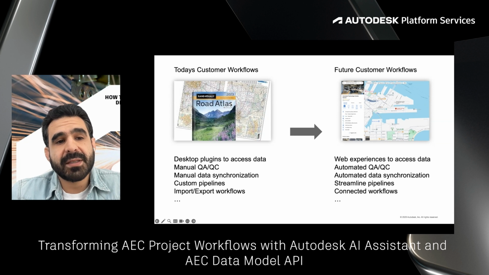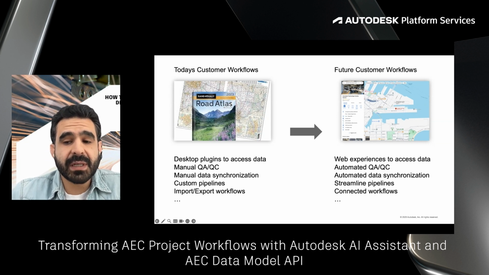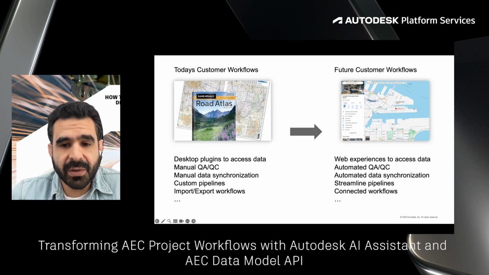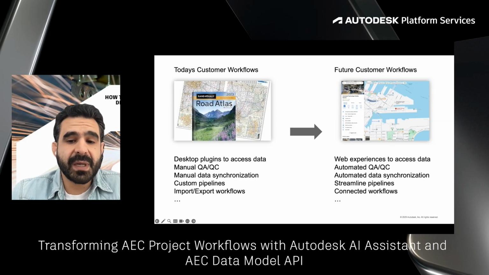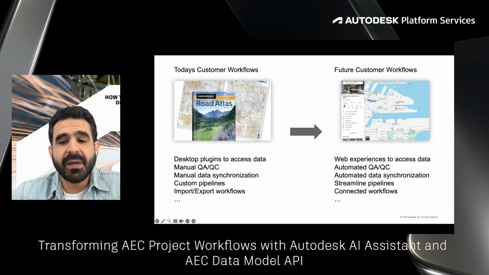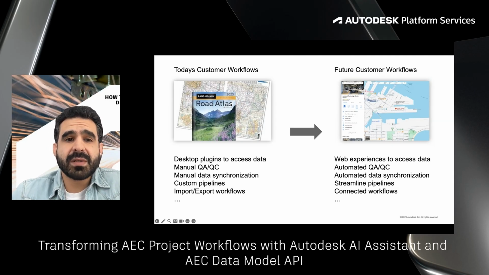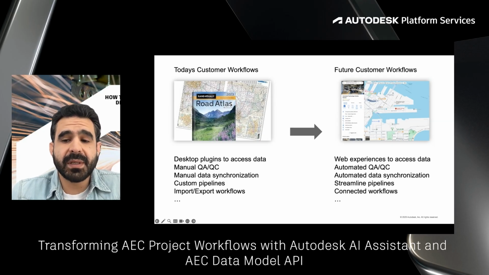So moving from files to granular data is like moving from a road atlas, a paper map, to Google Maps. And just like how Google Maps revolutionized how we move around the world, which made it easier to plan our routes, find detailed information about destinations, see live traffic, the Autodesk data model also opens the door to building web experiences that can access up-to-date data without the need of manually extracting that same data through desktop plugins.